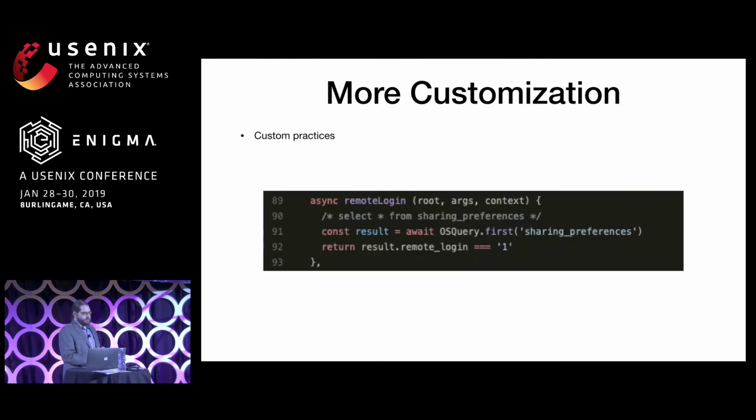Further, we've tried to make it really easy to add additional practices. So this is what the remote login practice looks like. It's 2 lines of code, basically, relying on OS Query to actually retrieve the preference value.